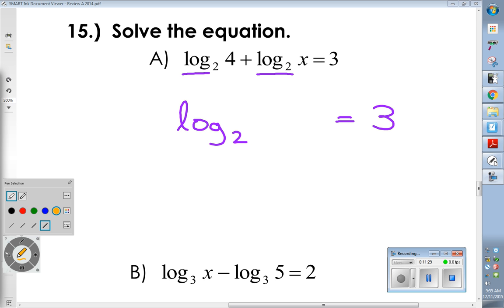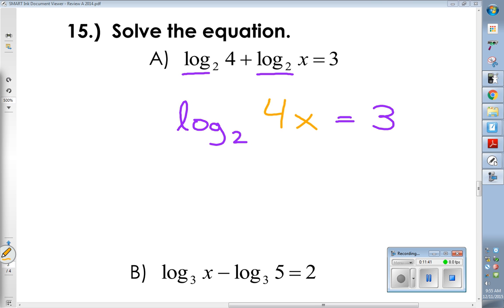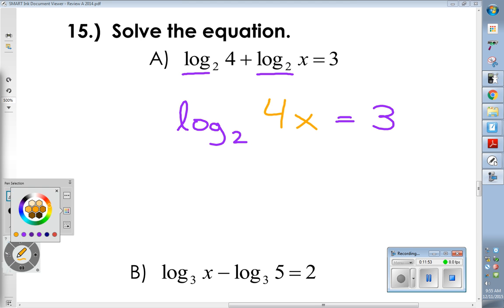4, log base 2 of 4 plus log base 2 of x. What am I doing with that 4 and the x if it's adding? It really means multiply. Remember, addition with logs really means multiply. So that is really 4x. What if it would have been a minus sign in between? What would I have done if it was 4 minus x? Over x. 4 over x. But there we go. We've got this set up.